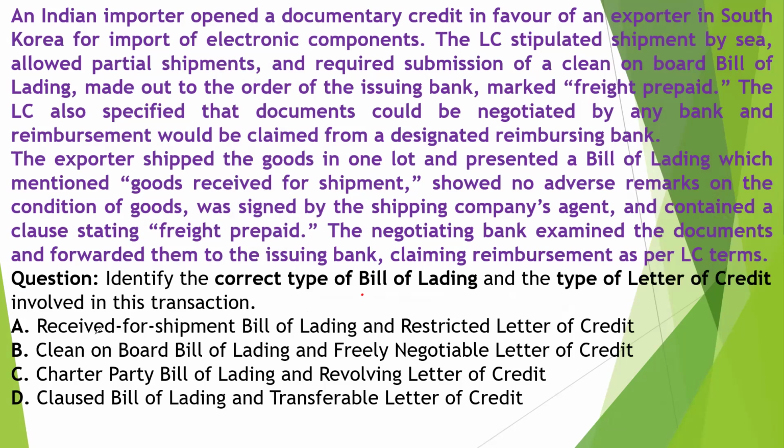So the options are: first, received for shipment bill of lading and restricted letter of credit. Clean on board bill of lading and freely negotiable letter of credit. Charter party bill of lading and revolving letter of credit. Claused bill of lading and transferable LC. So you have to tell which type of bill of lading is here and which type of LC is available. Let's see what the right answer is.